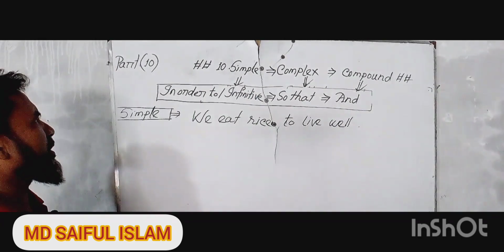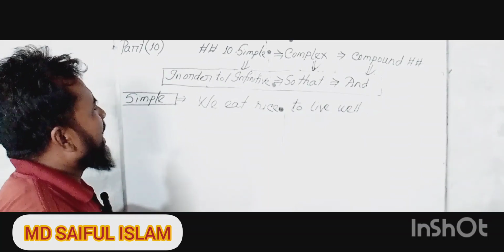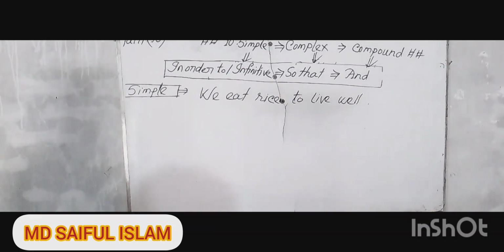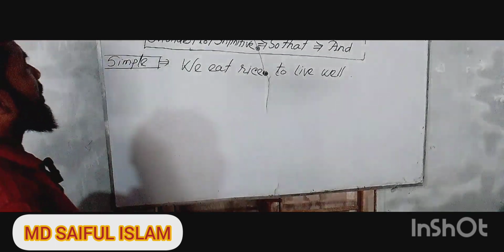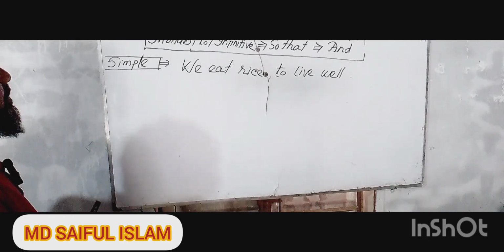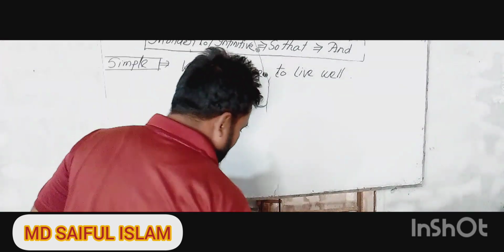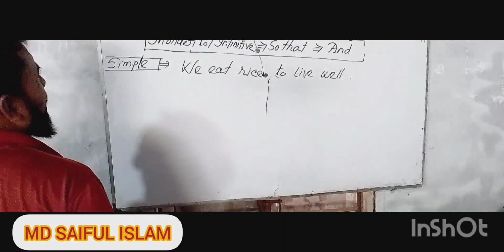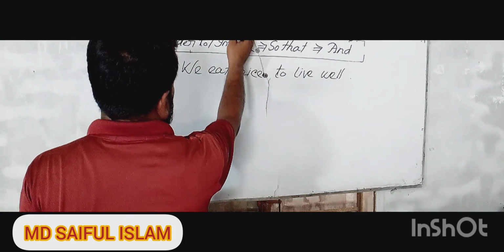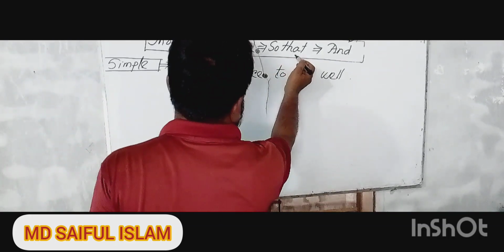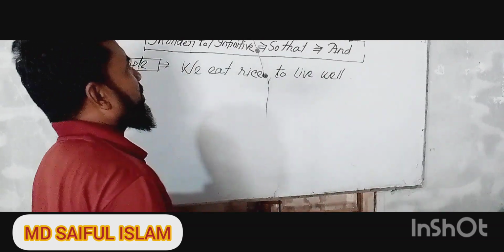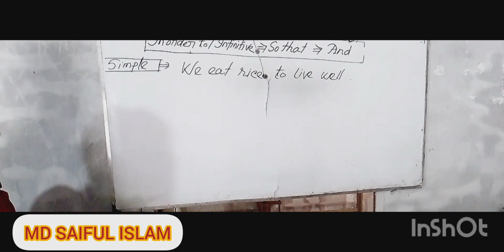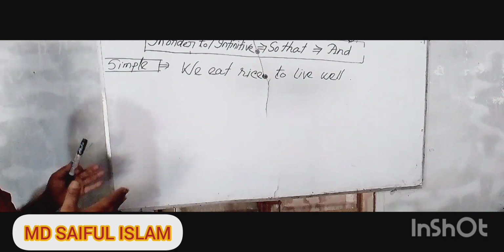So viewers, take a look at the board and try to understand. Dear viewer, take a look at the box on the board. I have written the relationship between simple, complex, and compound sentences. According to this, in order to, an infinitive, is used in a simple sentence, so that is used in a complex sentence, and and is used in a compound sentence. My dear viewers, you have to note that there is a great relationship between these three items here.